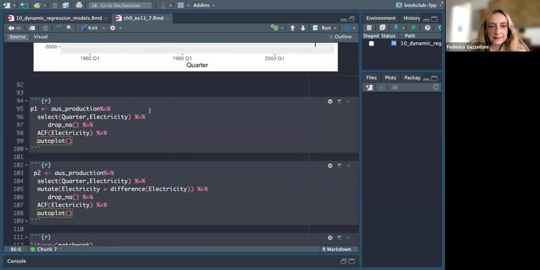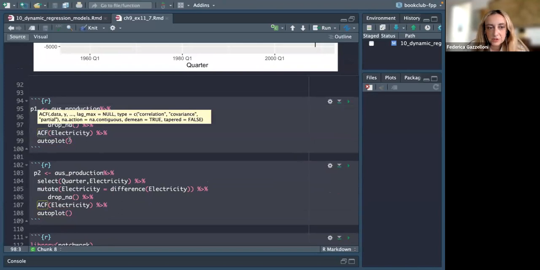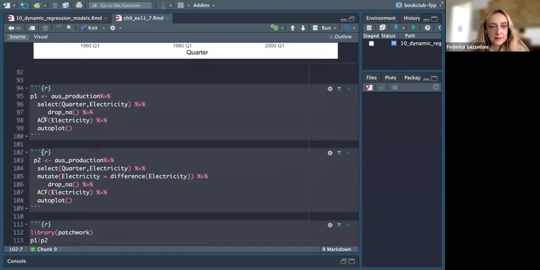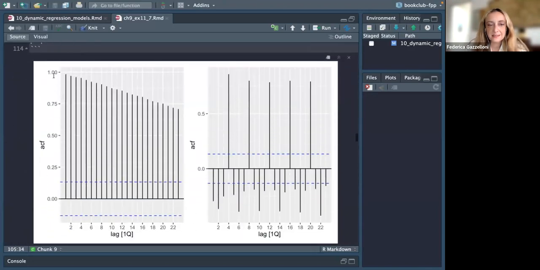Then I made two plots of the autocorrelation just to see the lags. One just as is, and the other one with the difference. And so we can see that, as with the Google data set, we have lots of lags.